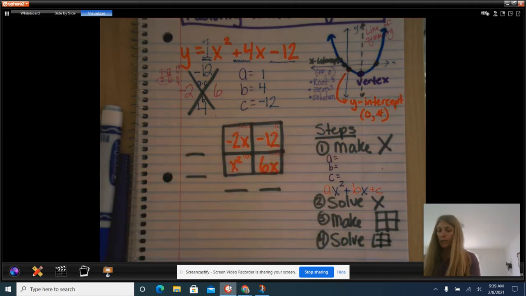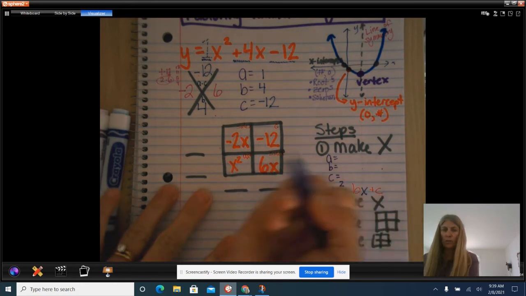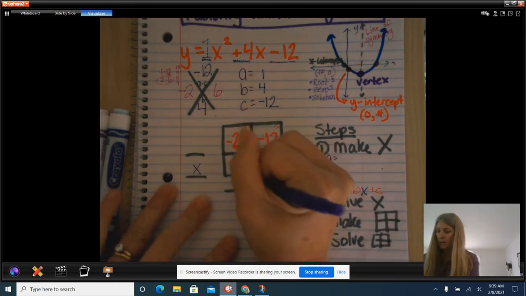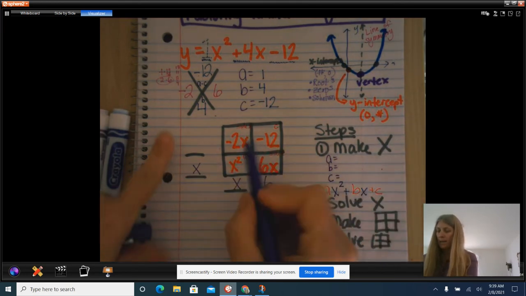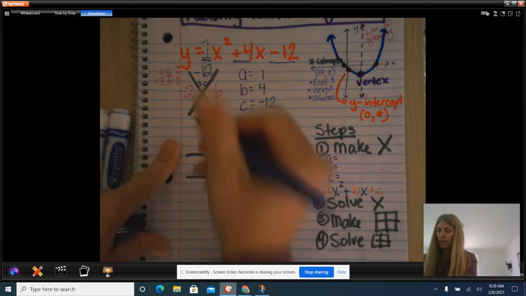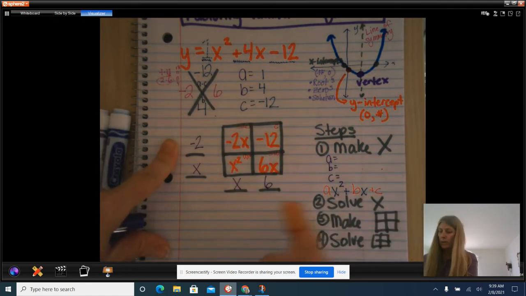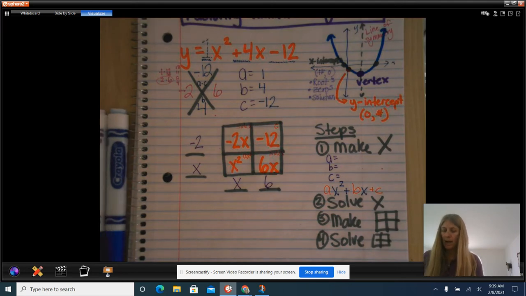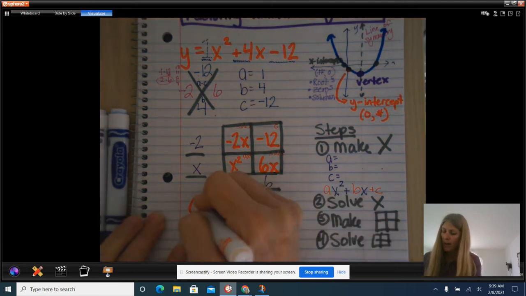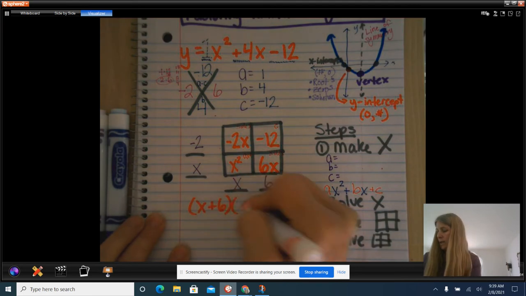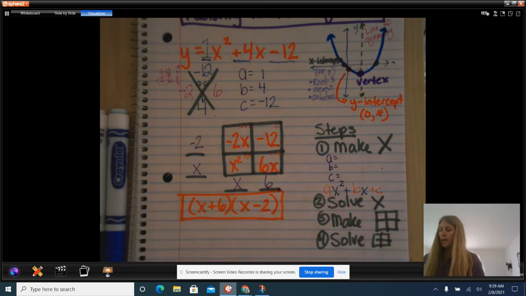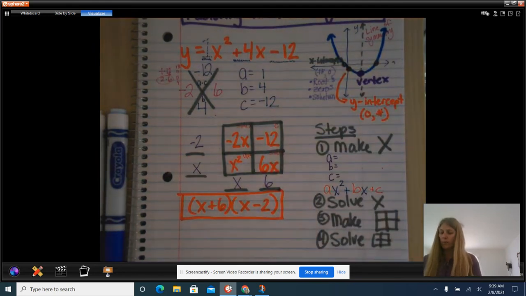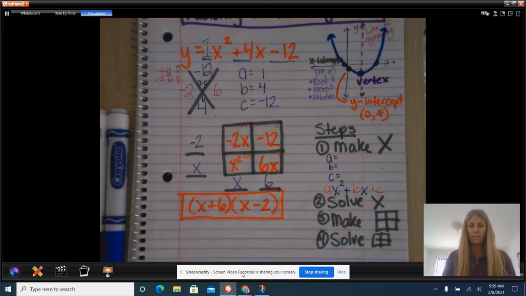Step number 4 is solve your generic rectangle. We're now going to do what we learned last class, which is the reverse distributive property. Now, x squared, there's only one way to get x squared, and that's x times x. To get a 6x, we know x times 6. And to get a negative 2x, that's x times negative 2. So we're going to write these in product form. We have x plus 6 times x minus 2. Okay, and so it is factored.